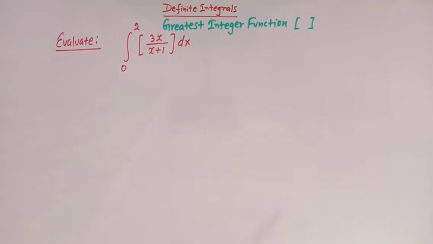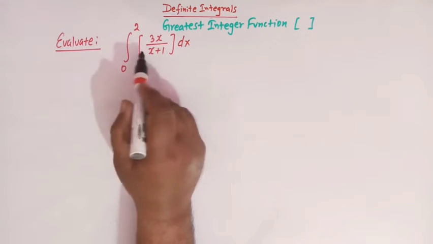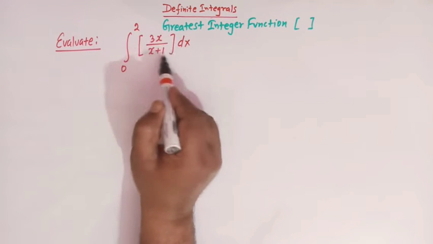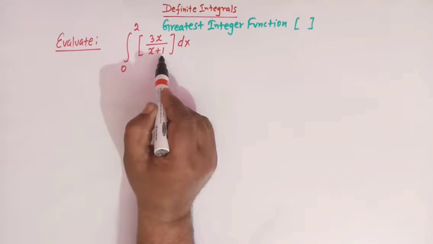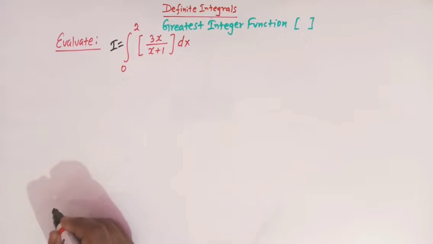Hello viewers, in today's class we are going to solve a very important problem related to definite integrals involving the greatest integer function. So here we have to solve this integral from 0 to 2 of the greatest integer of 3x over x plus 1. Let us first call this integral as I.